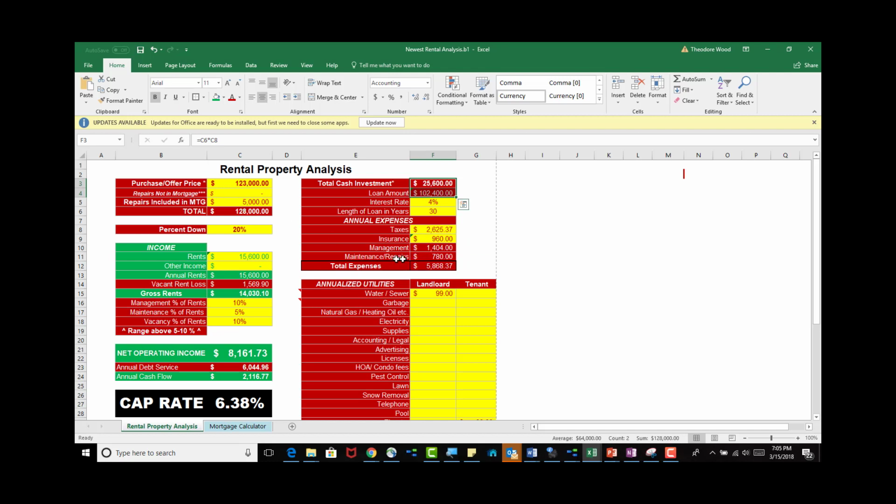The management fee is right here. Management as a percent of rents is 5%. No, maintenance as a percent of rents is $780 because that's 5% of the rent monies that you bring in, okay? Management is $1,404 because that's 10% of the rents that come in.